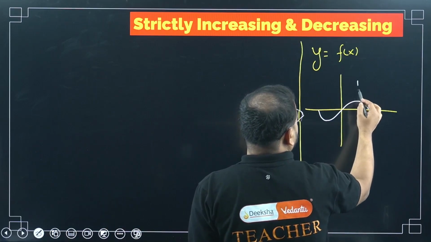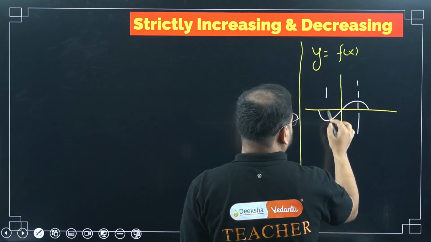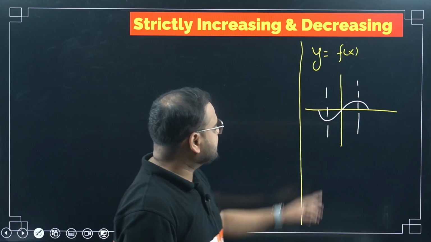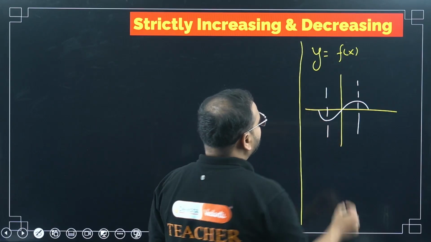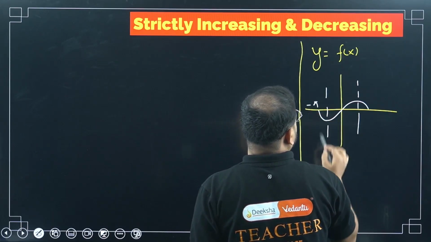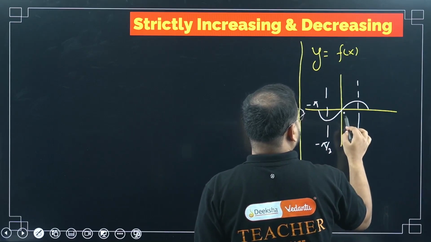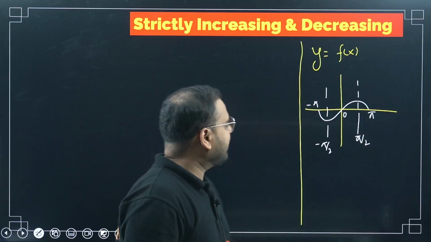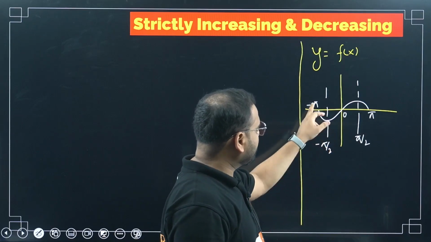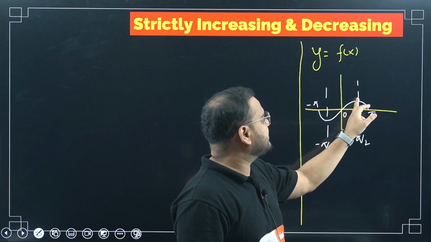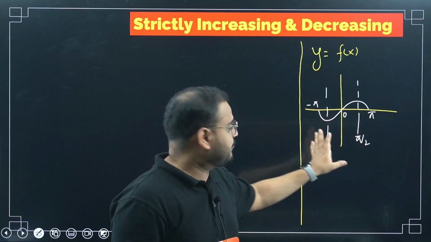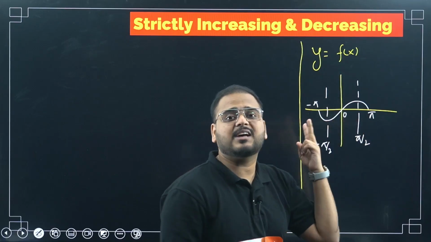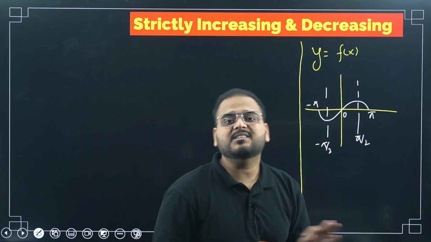If you look at this function completely, then what are you going to say? Sir, it is decreasing. If you remember, this is minus pi, this is minus pi by 2, this is 0, this is pi by 2, and this is pi. Am I right? Now please check, from this part it is decreasing, increasing, then again decreasing. So this function y equal to sin x in the domain minus pi to pi has dual nature. So both increasing and decreasing is there.